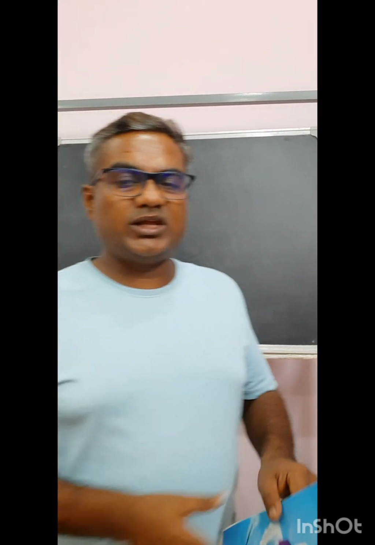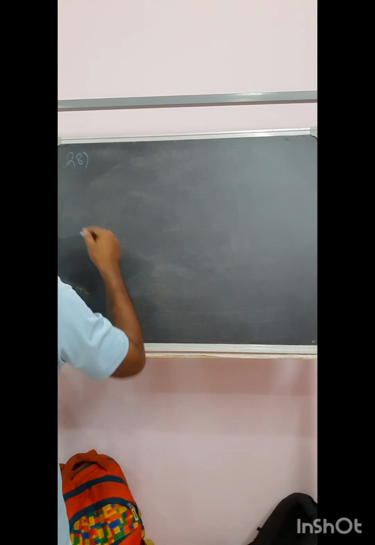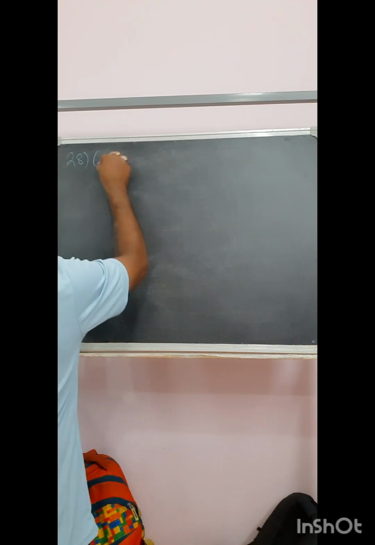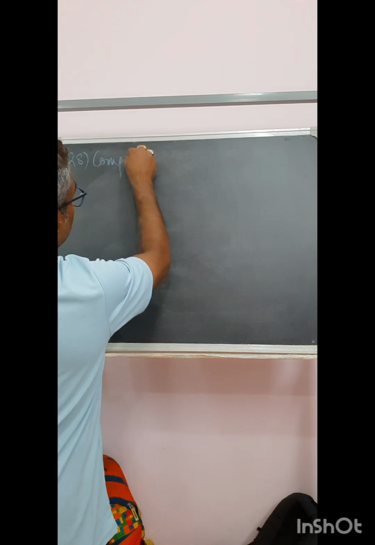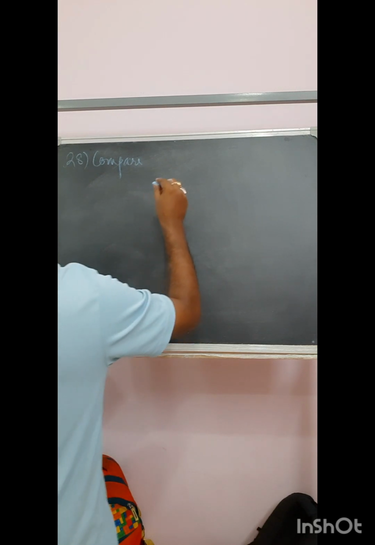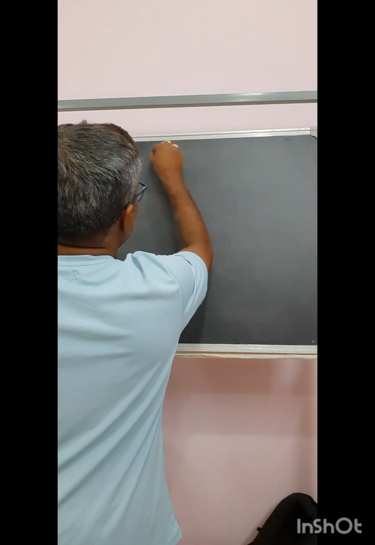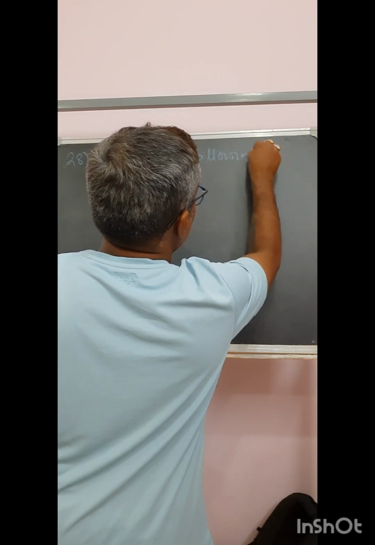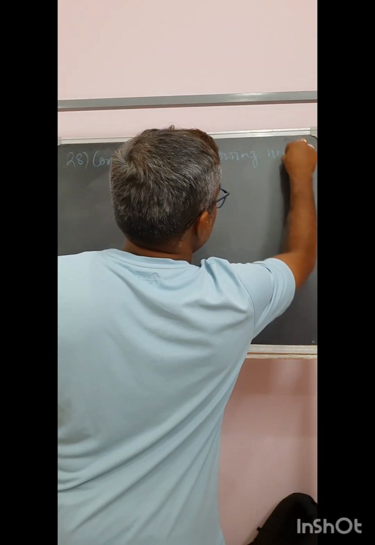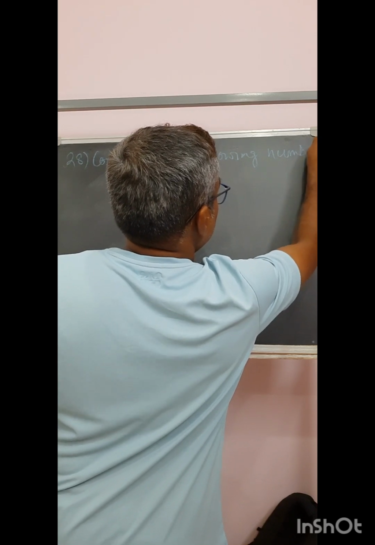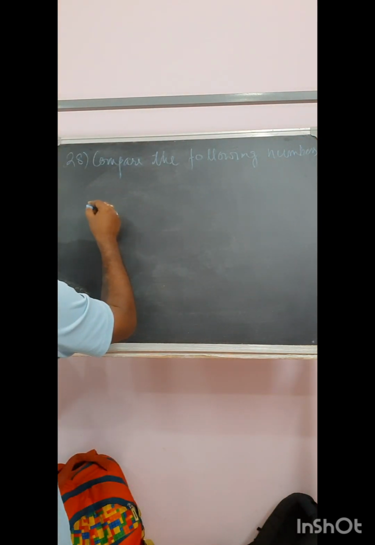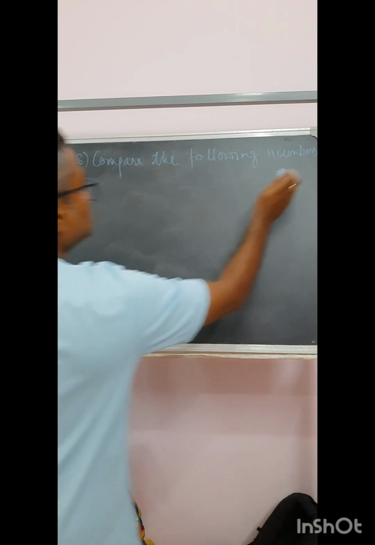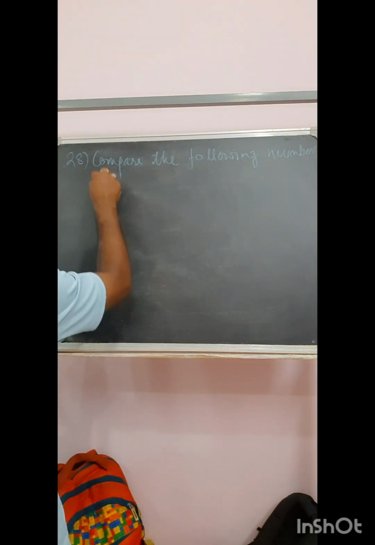Welcome back. Moving to the next, that is number 28. It says compare the following number pairs. Basically, the numbers are given in pairs. You have to compare the number pairs.